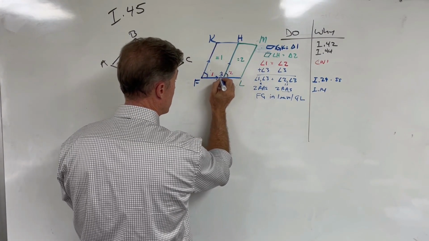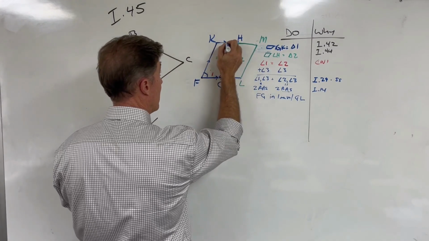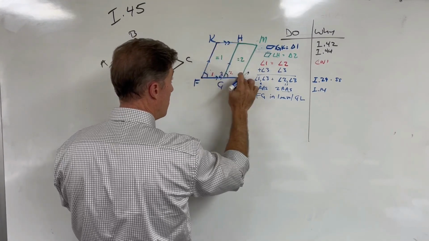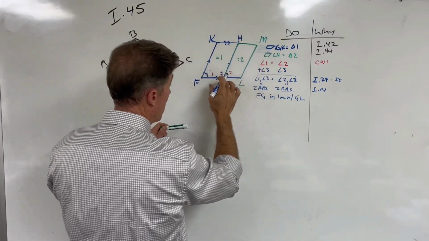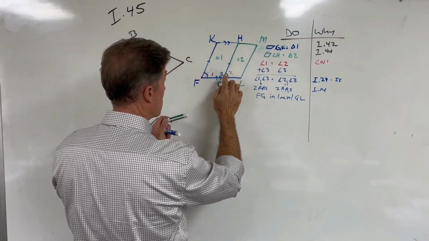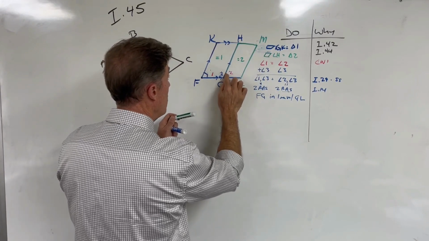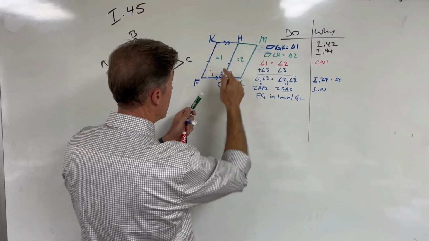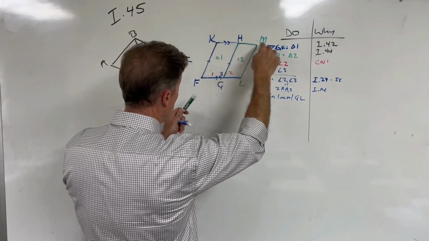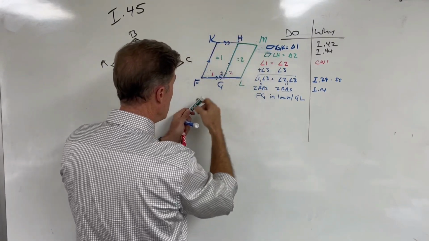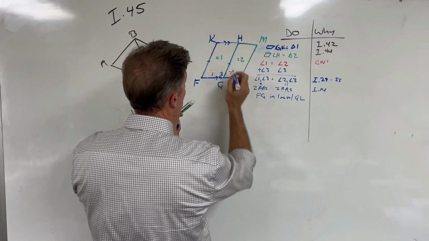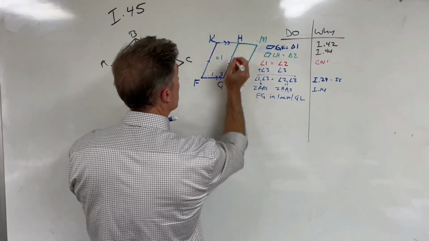So this line is parallel to this. This whole blue is parallel to this. We haven't dealt with this yet, but now let's look and see what else we can know. Well, we know that if we look at this parallel line and this parallel line cut by this transversal now, HG, that the alternate angles are equal.